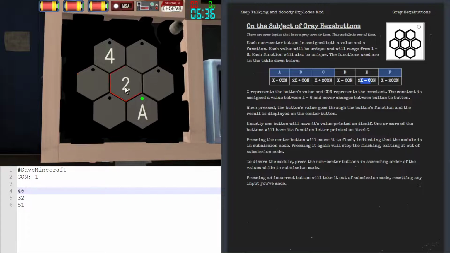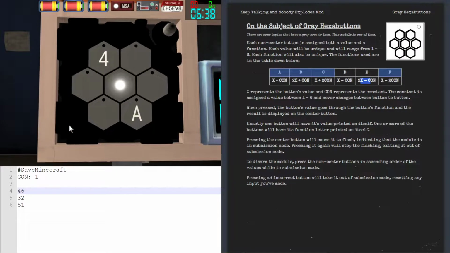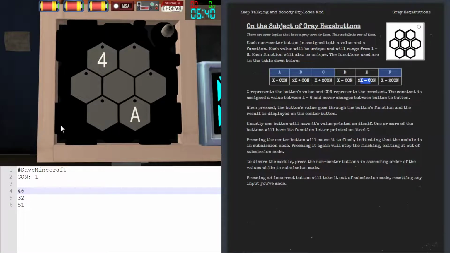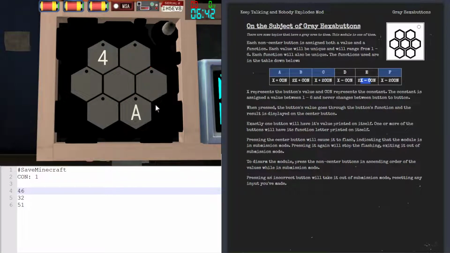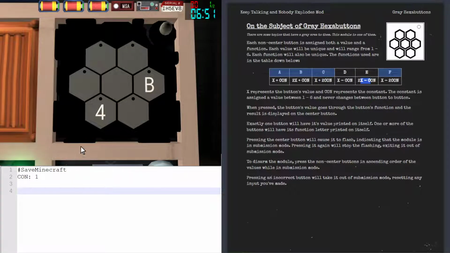To enter submission mode, you press the center button, and that will indicate that the center button is flashing, and all you gotta do is press them in the order. So that'll be 1, 2, 3, 4, 5, 6. All right. Let's do one more of these.